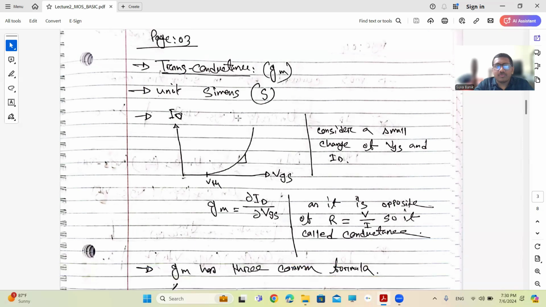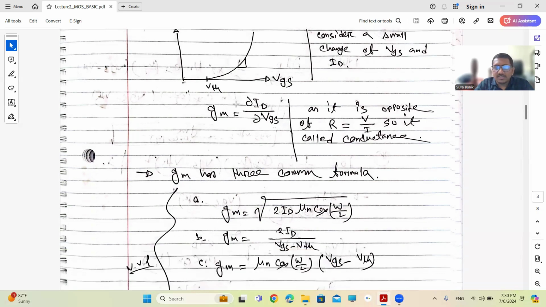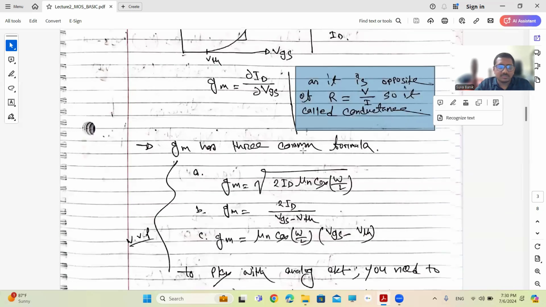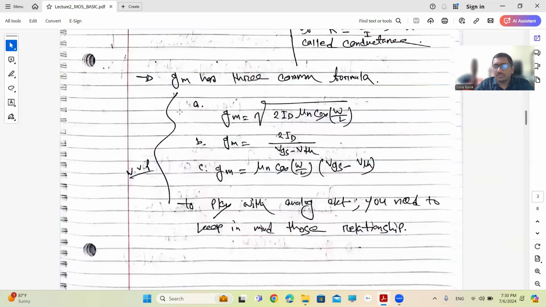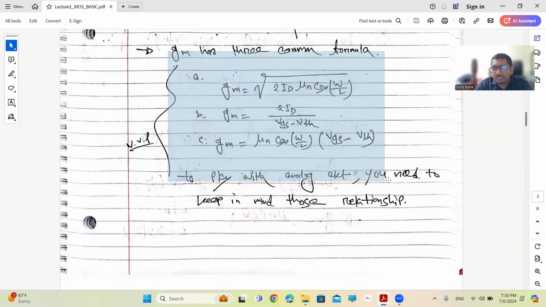It's a nonlinear curve. To find its GM, we need to consider a little bit of portion, and a little portion means its derivative. So what is GM? GM is the derivative of ID divided by the derivative of VGS. And as I told you, as it is the opposite of resistance, it is known as transconductance. There are three crucial formulas, and you have to remember these formulas, because in an interview they may ask you for the formula of GM. So you have to remember this formula.